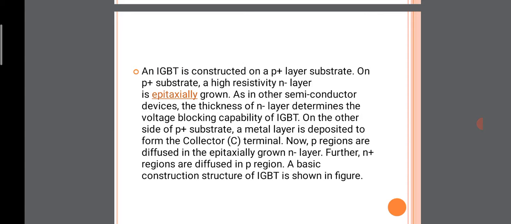On the other side of the P-positive substrate, a metal layer is deposited to form the collector C terminal. Now, P regions are diffused in the epitaxially grown N-negative layer. Further, N-positive regions are diffused in the P region.